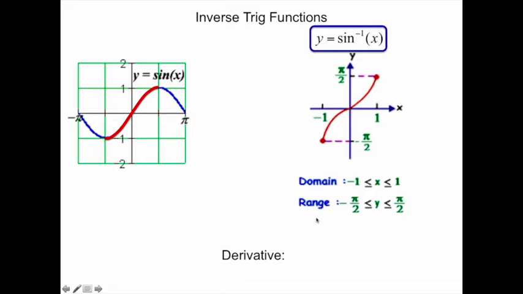So the derivative is not really intuitive like the regular trig functions. The derivative of this inverse sine function is this. So the derivative of the inverse sine of x is 1 over the square root of 1 minus x squared.